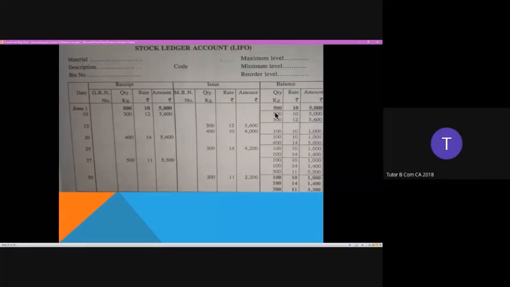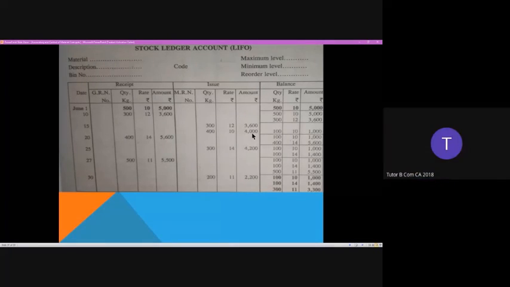Our requisition was for 700. So we know that we need more. So what do we do? We take from 500. We need only 400. So we took 400 at the rate of 10, 4,000. I hope it is clear for you, right? So 300 taken first, then we take 400. So from the balance, on that day, our balance is 500 minus 400. 300 got exhausted, fully got exhausted.